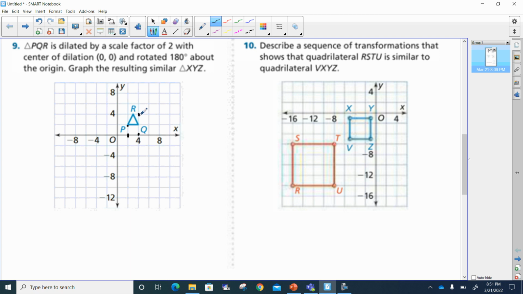And then, let's see, this looks like 3 and 4. So when I multiply 3 times 2, I get 6. That'll put me here. And 4 times 2 would give me 8. So my new R is going to be over here. And then Q is at 4 and 2, and that would be 8, right? And 4. So my new triangle is going to be here.